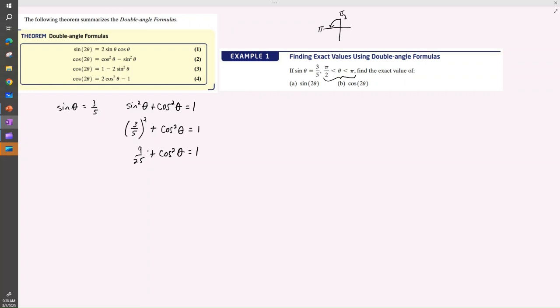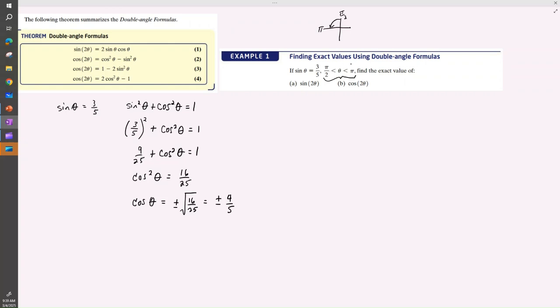All right, and I'm just going to subtract 9/25 from both sides. So I know that the cosine squared of theta is equal to 16/25. If I take and subtract 9/25 from 1, I get 16/25. So finally, our square root property tells us that the cosine of theta is equal to plus or minus the square root of 16/25. So that's plus or minus 4/5.